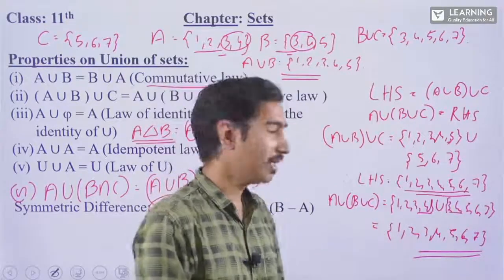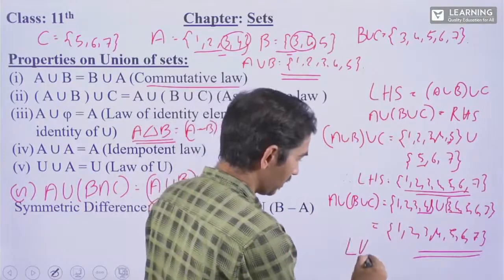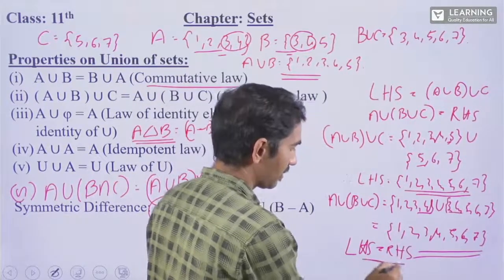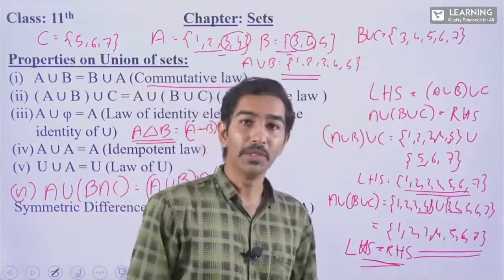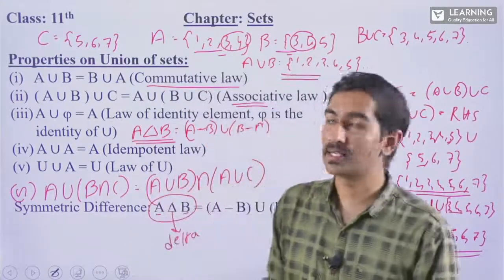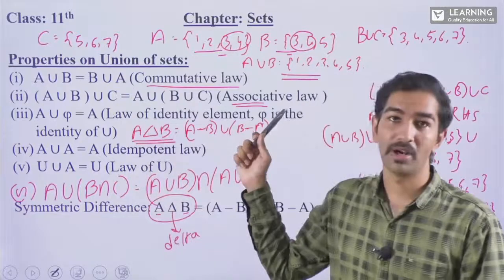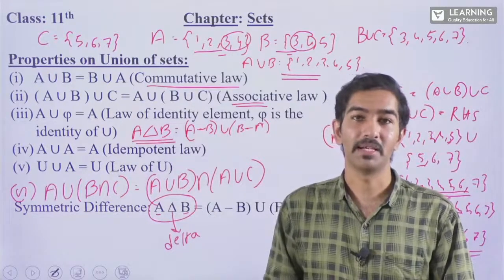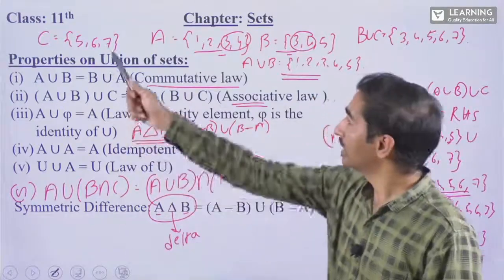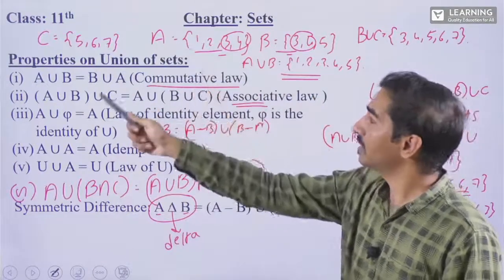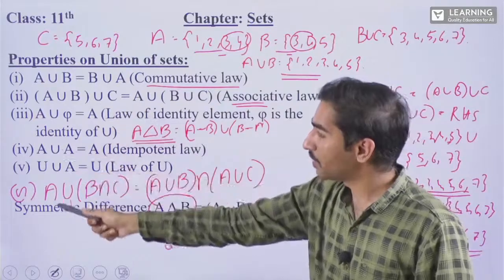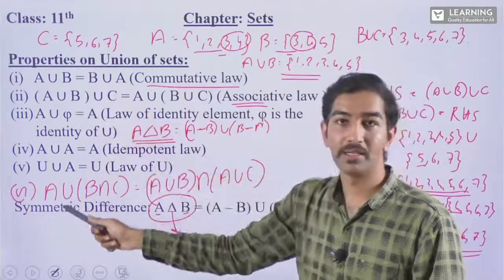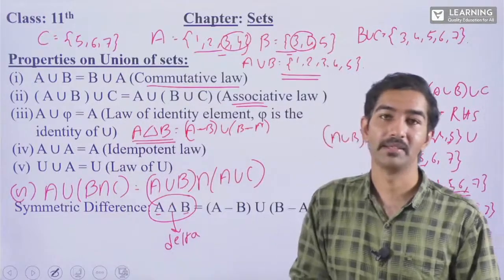So what did we prove here? We finally proved LHS is equal to RHS, which means the union between the sets is associative in nature, or the union operation between the sets satisfies associative law. The same example you can consider, A, B and C, and you can try proving the remaining properties here. Whatever properties are mentioned here, every property will get satisfied.